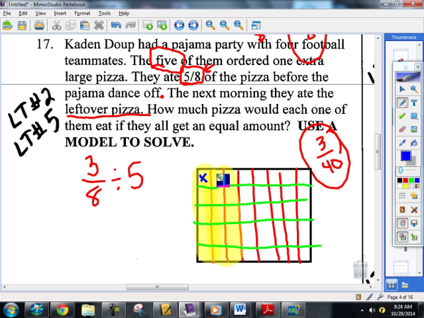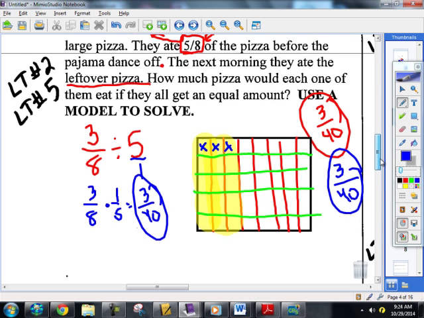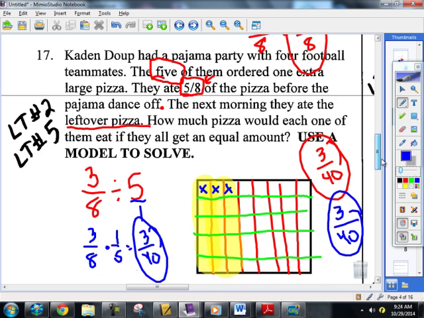And then we want to know how much pizza each one of them would get. 1, 2, 3 slices, so they all got 3 pieces. And then how many total slices were there in the entire pizza? 40. 5 rows of 8 columns would be 3/40. To check with the algorithm, it would look like this: 3/8 times 1/5, which would give us 3/40. Does everybody understand that question now a little bit better? There'll be one just like it on the summative, so be prepared.